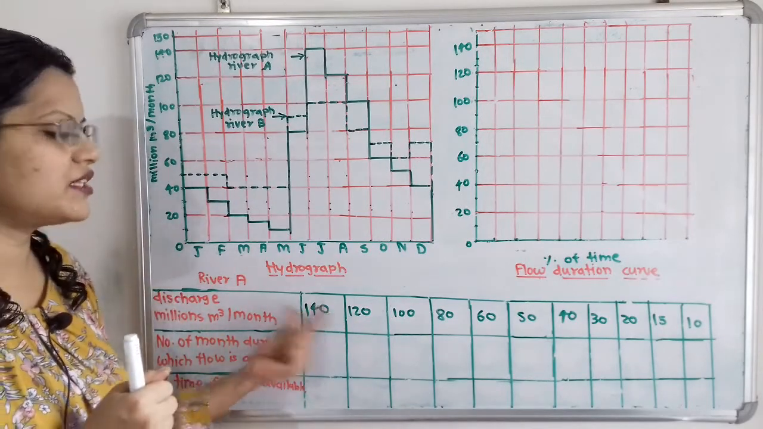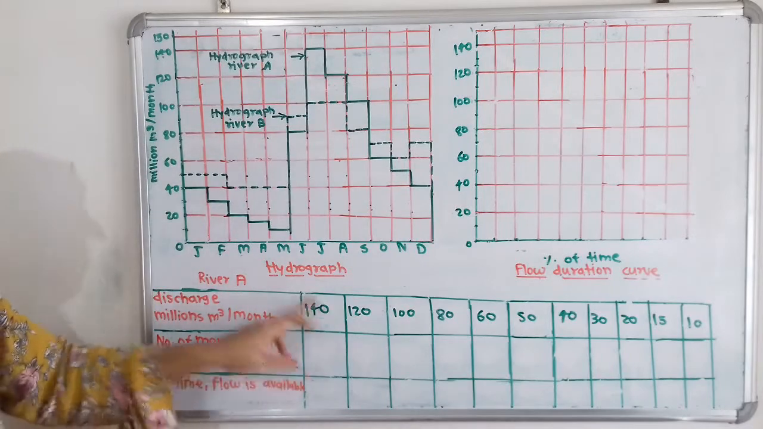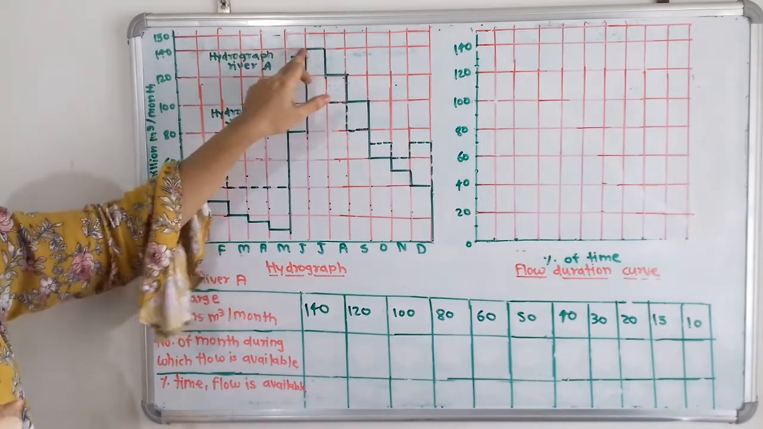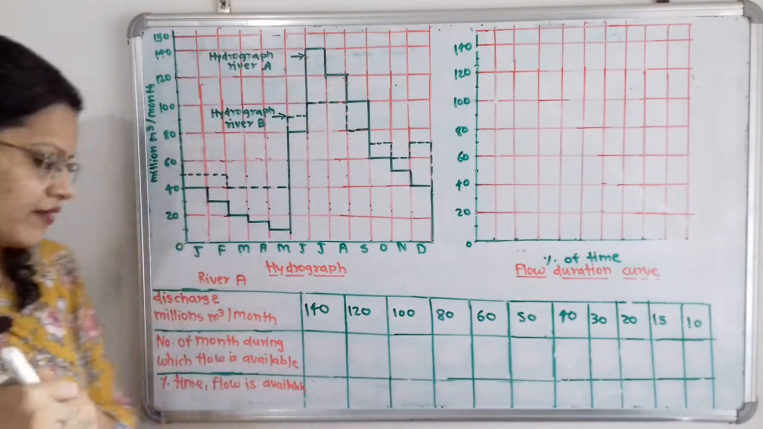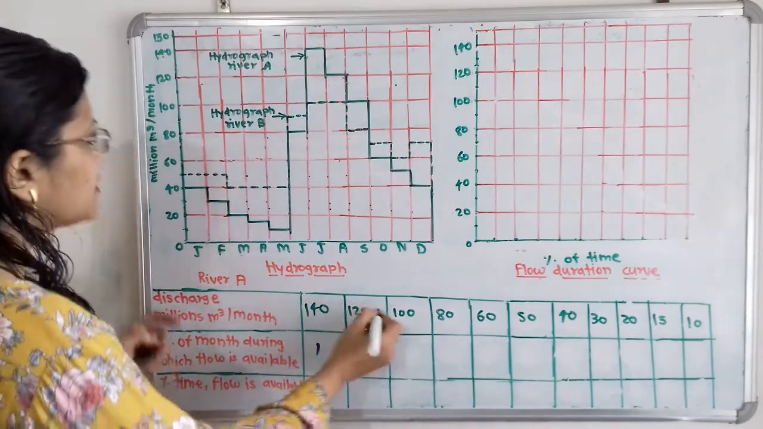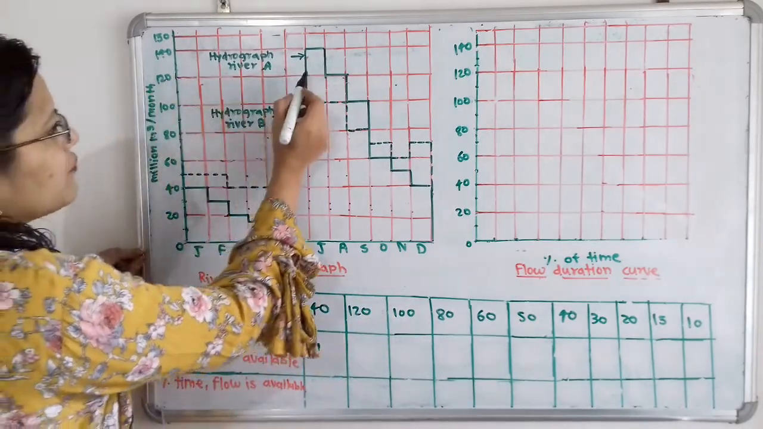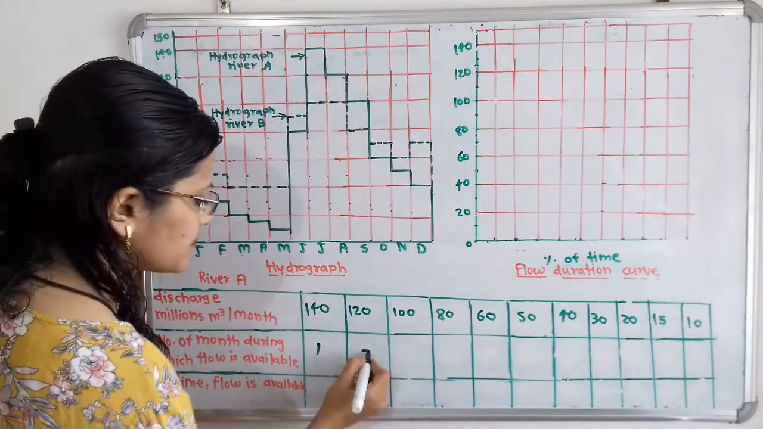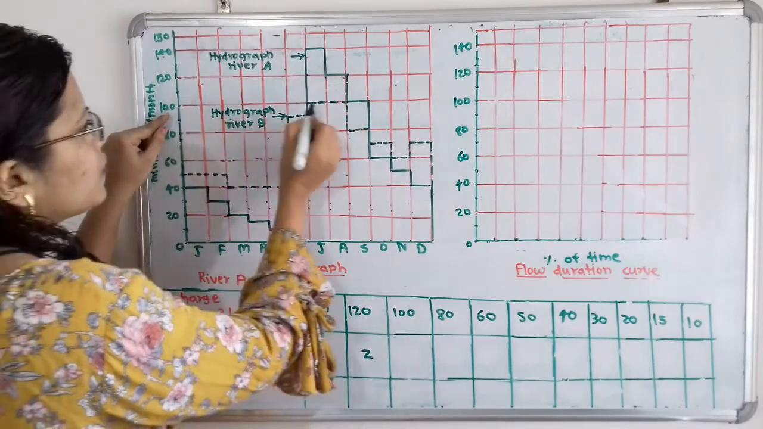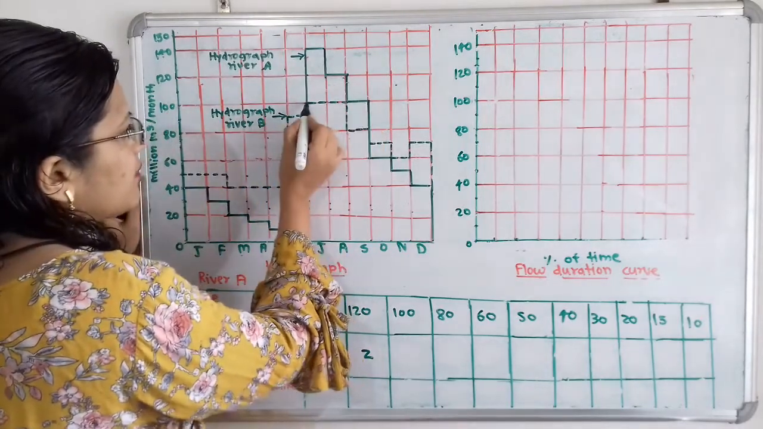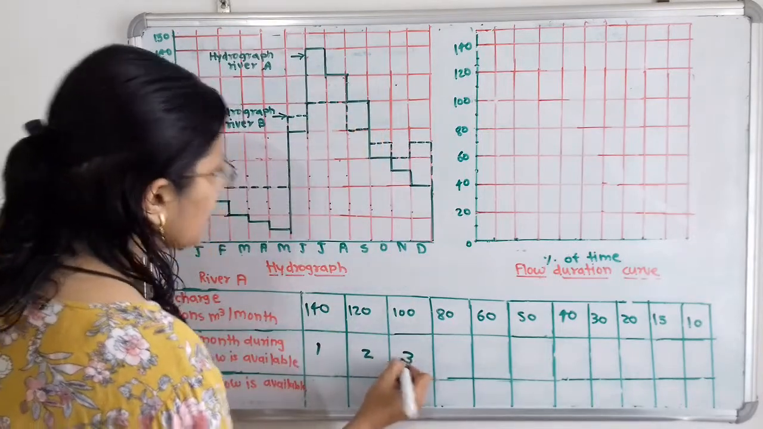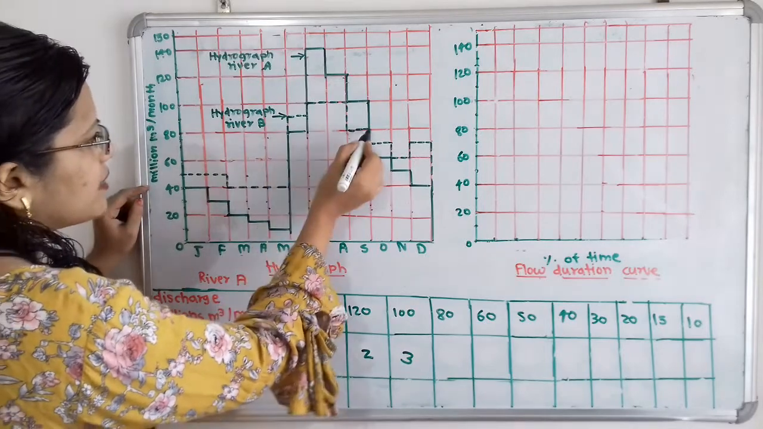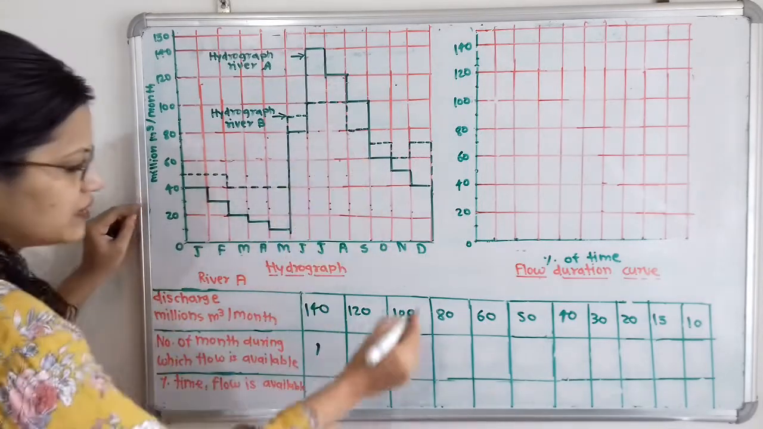Now if we move to the second row, the number of months during which flow is available, we will first take this 140 flow. If we refer to this hydrograph, for river A this 140 is available for 1 month. So I will write here 1. Then next is 120. For 120, it is available for a period of 2 months. Then next is 100. For river A, it is available for the period of 3 months. Then next is 80. For 80, here is the start and here is the end: 1, 2, 3, 4. That is 4.